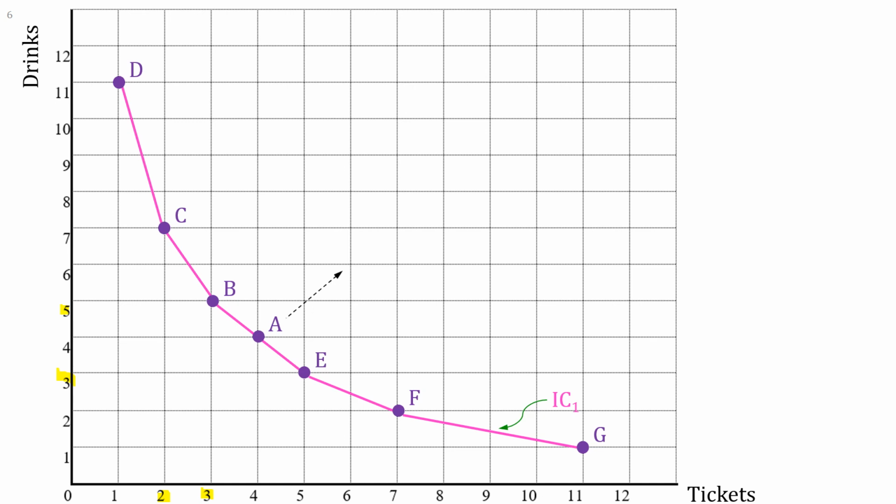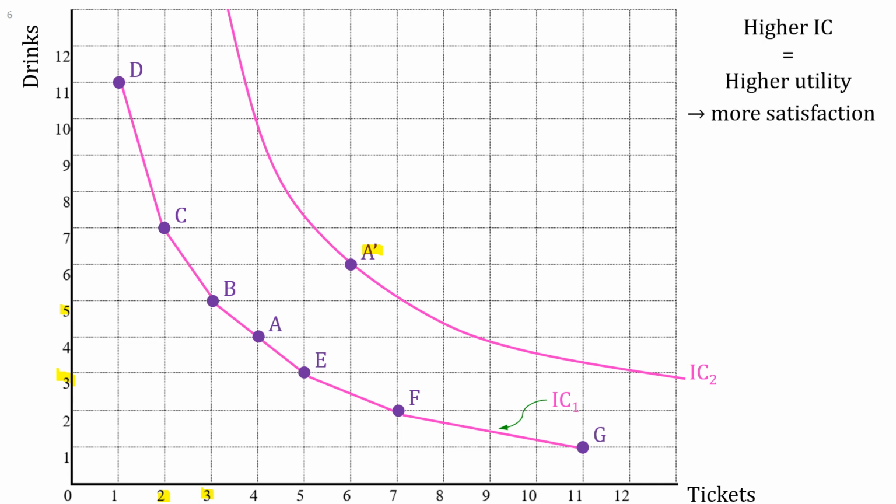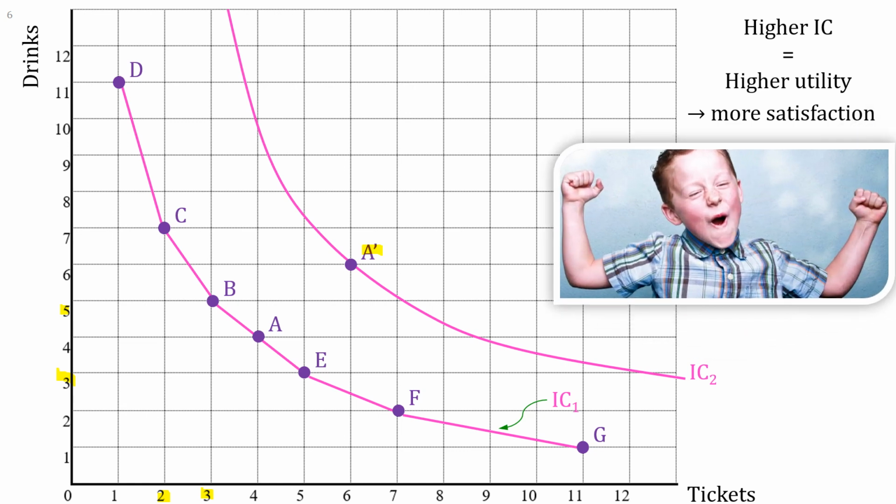Now imagine another point. Let's say you have 6 tickets and 6 drinks. We call that A prime. If you compare A and A prime, in which case are you happier? In A prime, you have 2 more units of each, so you're going to be happier than at A. And that's going to correspond to a different line. So you have to draw another line that passes through A prime, and that corresponds to a new indifference curve, which would be a higher level of satisfaction. Higher indifference curve means higher utility, and higher utility means more satisfaction.